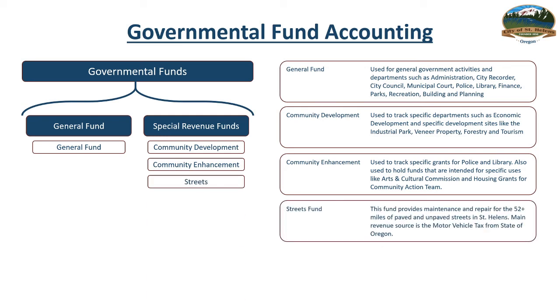The last special revenue fund that the city operates is the Street Fund. This fund provides the money for maintenance and repair of the 50-plus miles of paved and unpaved streets that are under the city's jurisdiction. The main revenue source for the Street Fund is the motor vehicle tax from the state of Oregon. Another main revenue source in this fund is grant funds, often referred to as STP funds or System Transportation Plan funds. These are grant funds that are for the maintenance and upgrades of roads from the state of Oregon.